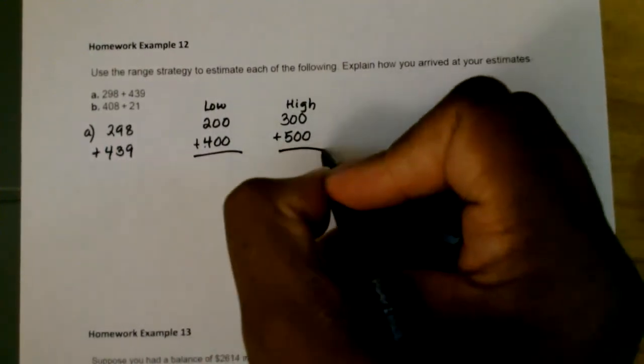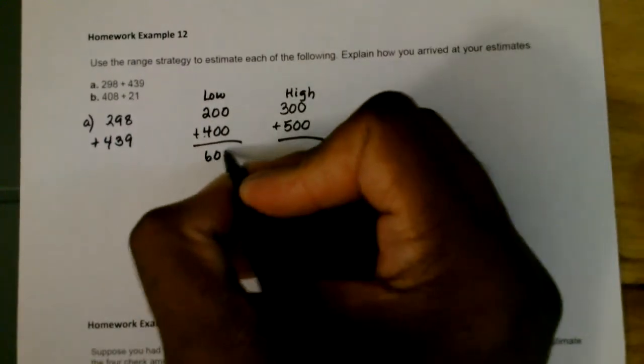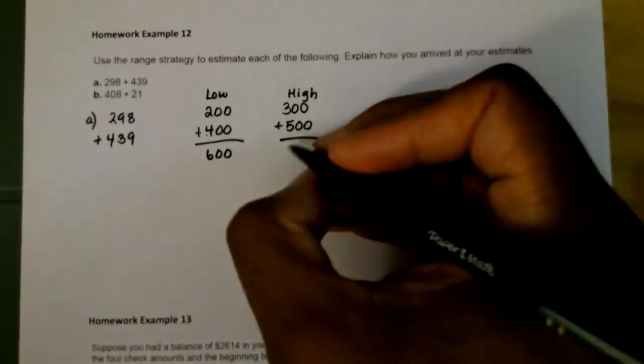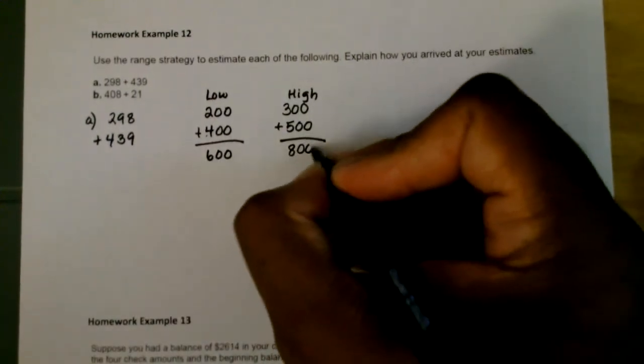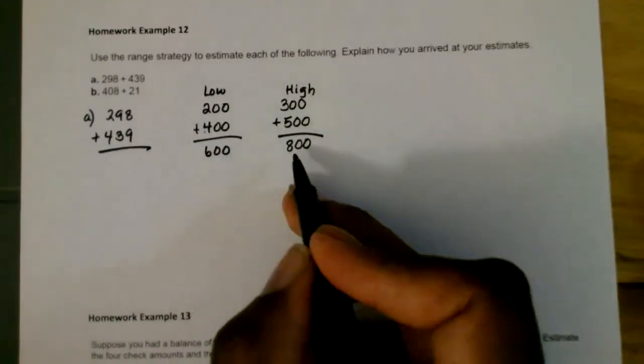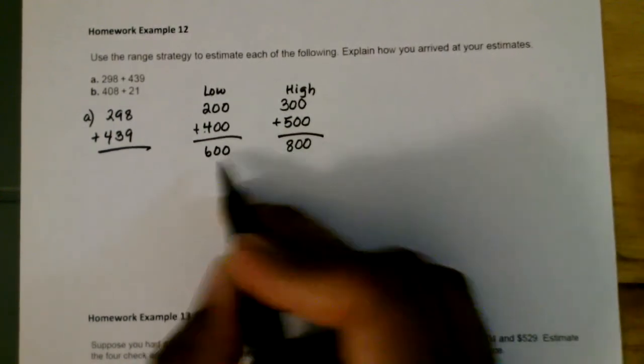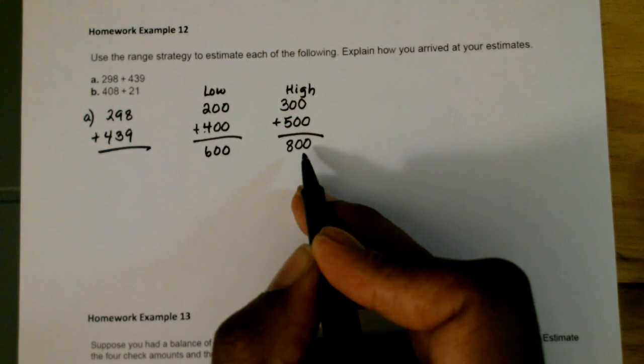And then I add those low and high estimates together. 200 and 400 would be 600. 300 and 500 would be 800. So that means that the sum of 298 and 439 would be between 600 and 800. It would be from 600 to 800. That's the range.